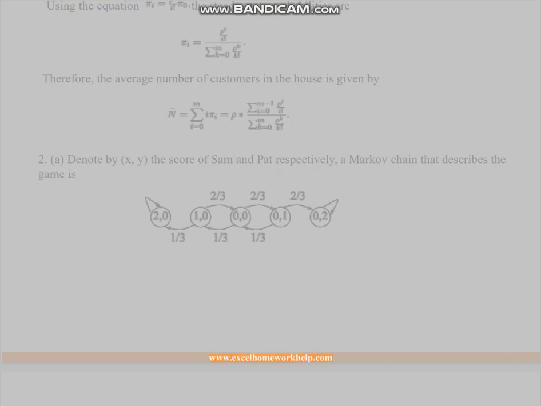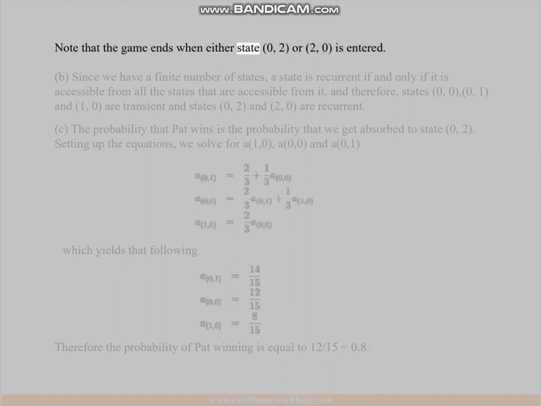Note that the game ends when either state (0,2) or (2,0) is entered. B. Since we have a finite number of states, a state is recurrent if and only if it is accessible from all the states that are accessible from it, and therefore, states (0,0), (0,1), and (1,0) are transient and states (0,2) and (2,0) are recurrent.